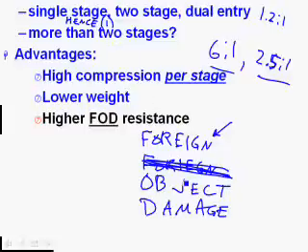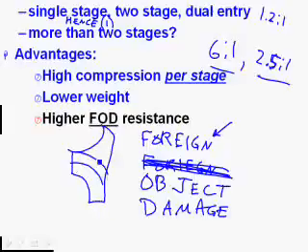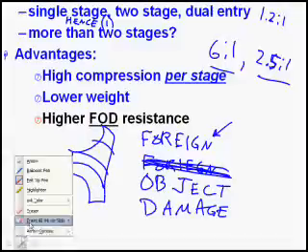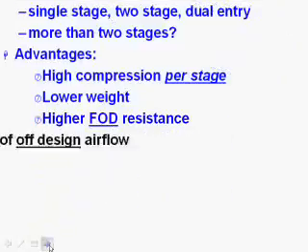Some object, some piece of something hits the inside of the engine and damages it, breaks it, does something bad to it. So those blades on a centrifugal compressor impeller are made out of really thick metal, and they can handle getting whacked with something a lot better than the thin blades of an axial compressor. So they have a high resistance to foreign object damage.